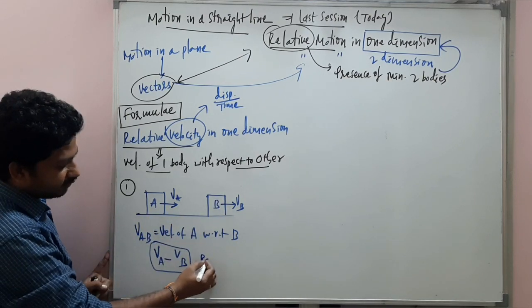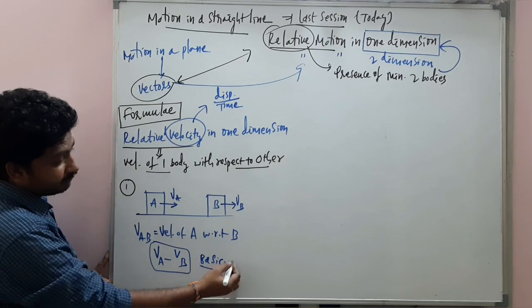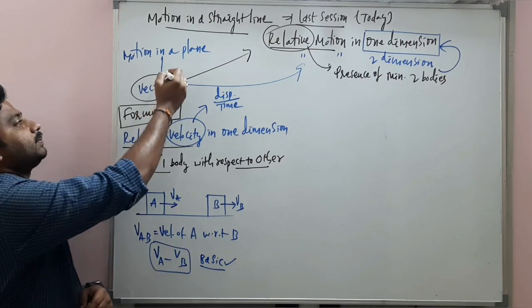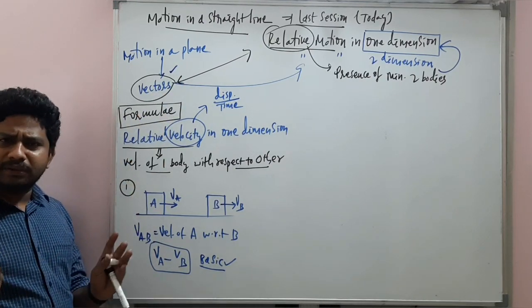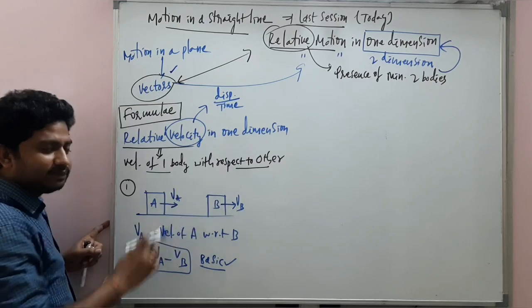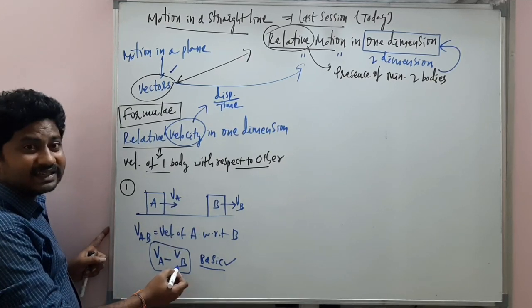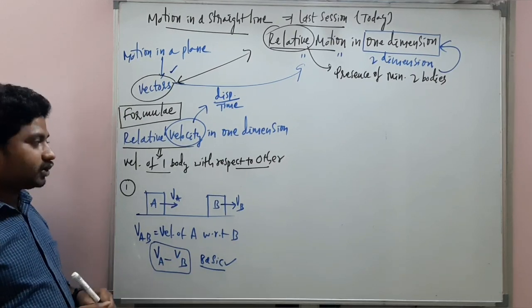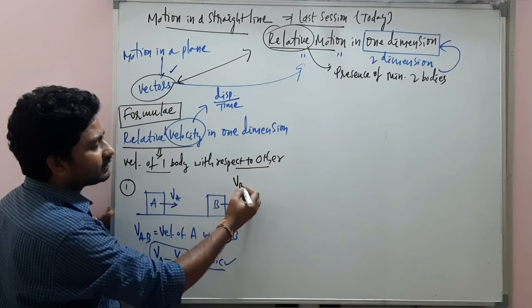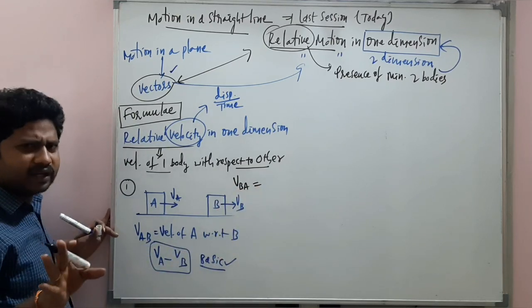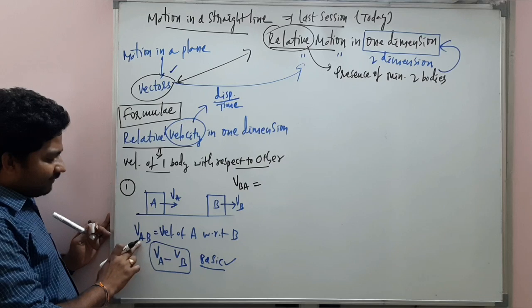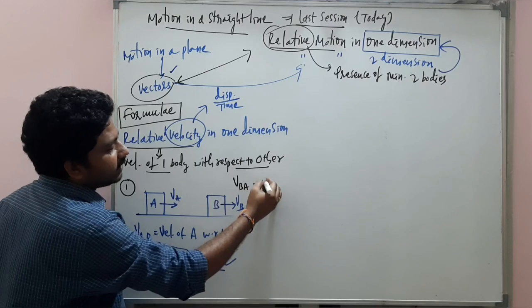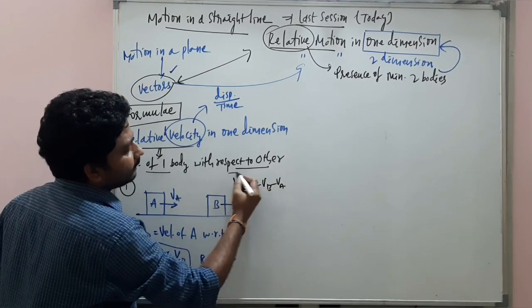This is the basic formula, and there is a derivation for that which we are not doing now. That will be very easy for you when you understand the concept of vectors. First, remember, when two bodies are moving in the same direction, the relative velocity is VA minus VB, right? For example, if somebody asks you to find the velocity of B with respect to A, the formula remains the same. When it is A with respect to B, it is VA minus VB. When it is B with respect to A, it is VB minus VA. It's simple.